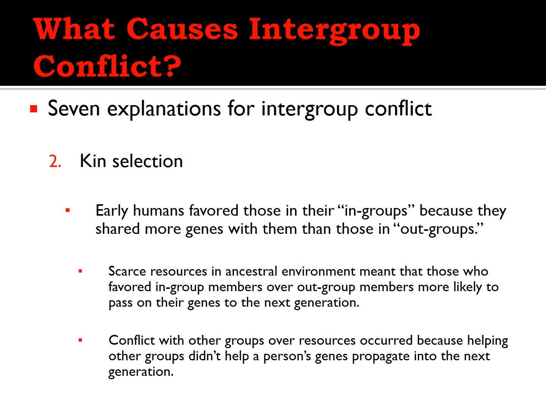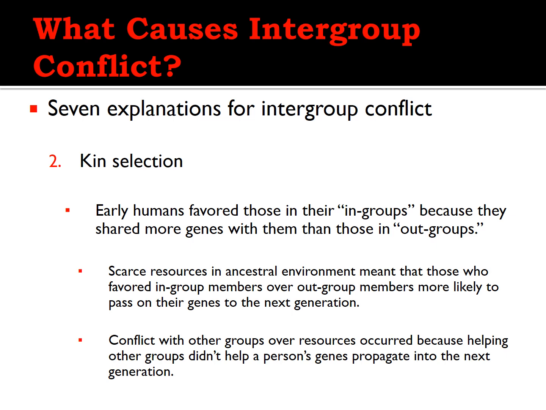According to evolutionary social psychologists, early humans favored those in their in-groups, that is, the groups that they belonged to, because they shared more genes with them than those in out-groups, that is, groups they did not belong to. Scarce resources in ancestral environments meant that those who favored in-group members over out-group members were more likely to pass on their genes to the next generation.